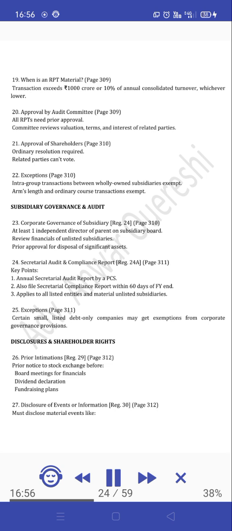19. When is an RPT material? Page 309. Transaction exceeds 1,000 crore rupees or 10% of annual consolidated turnover, whichever is lower. 20. Approval by audit committee, page 309. All RPTs need prior approval. Committee reviews valuation, terms, and interest of related parties.